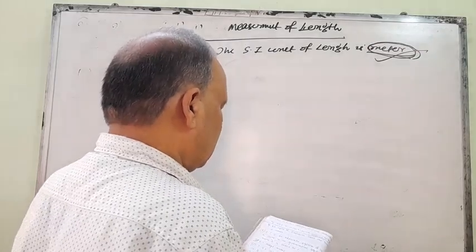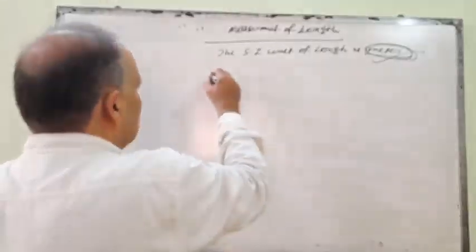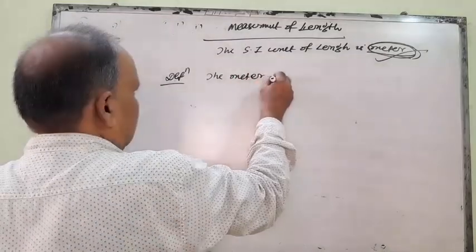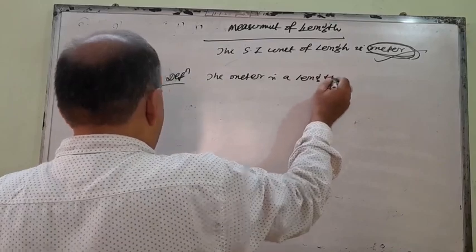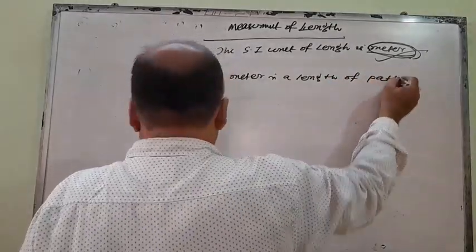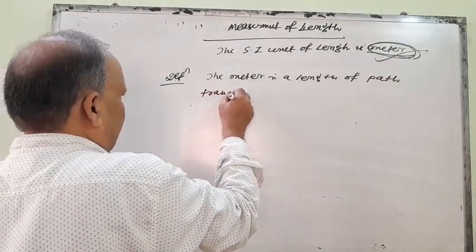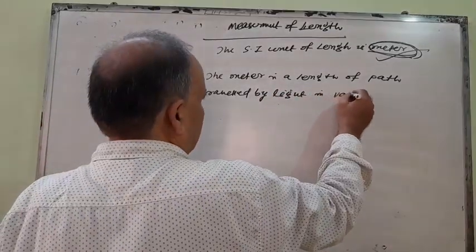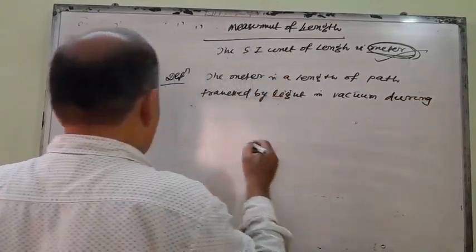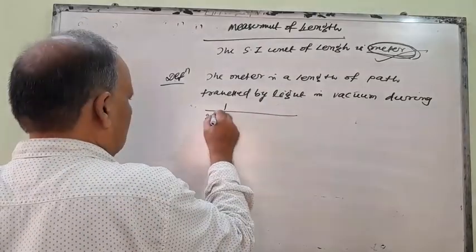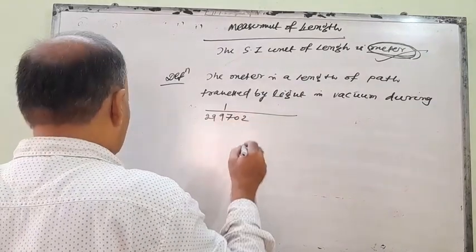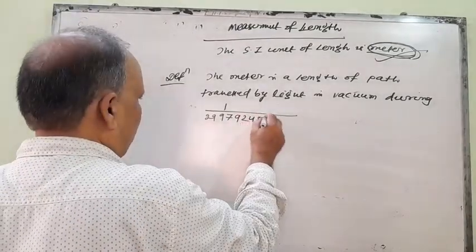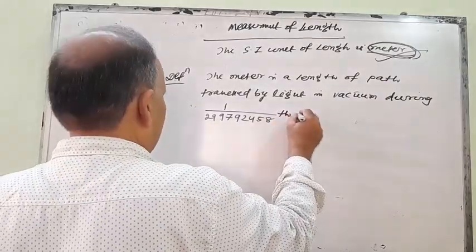You see, its definition: the meter. The meter is a length of path traveled by light in vacuum during 1 by 299,792,458 of a second.